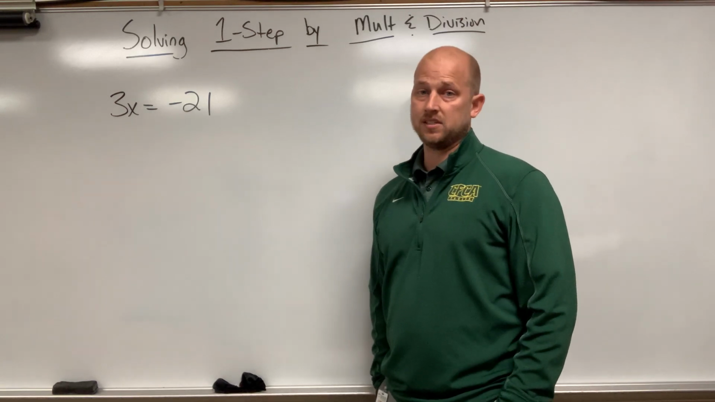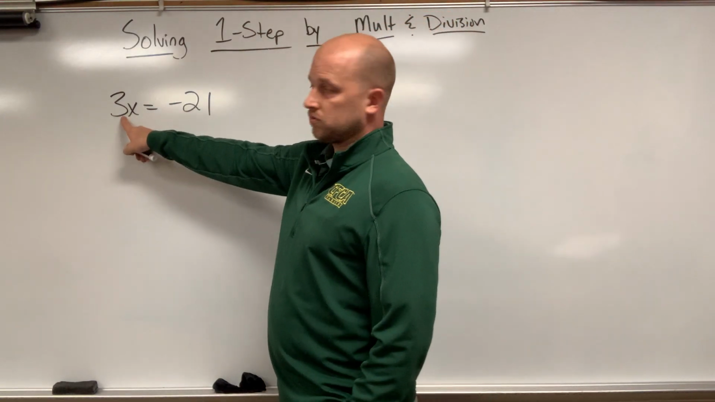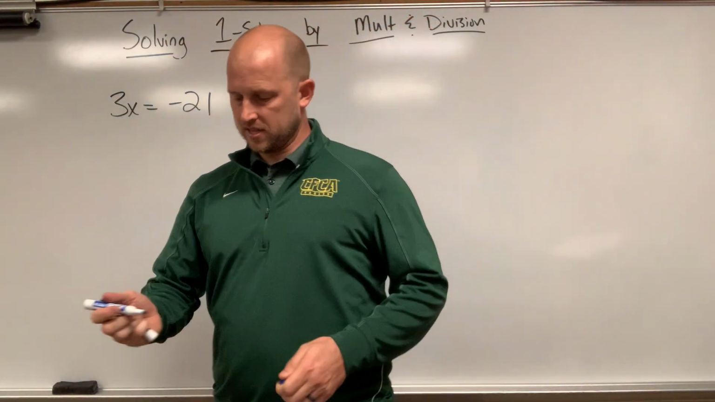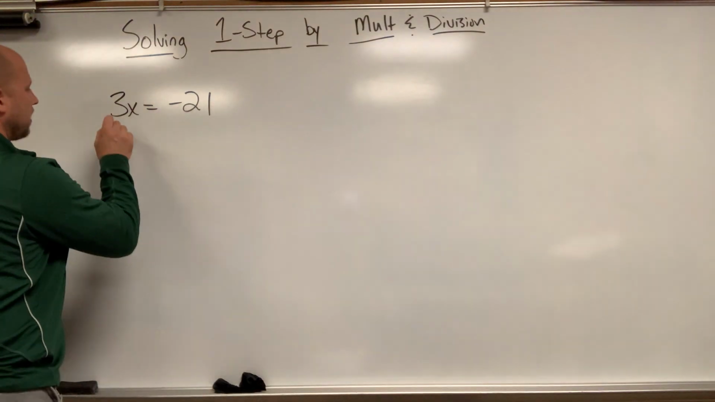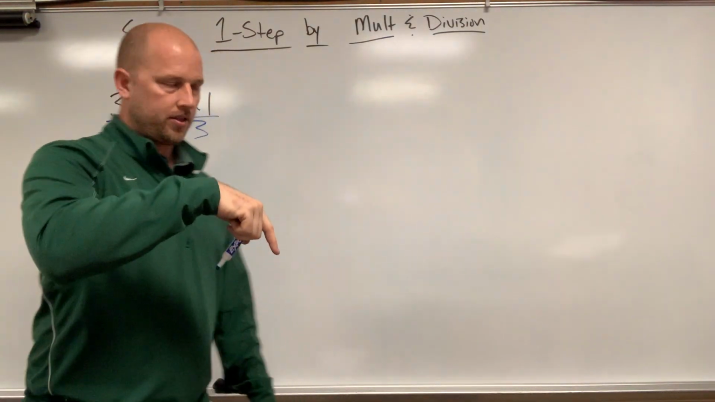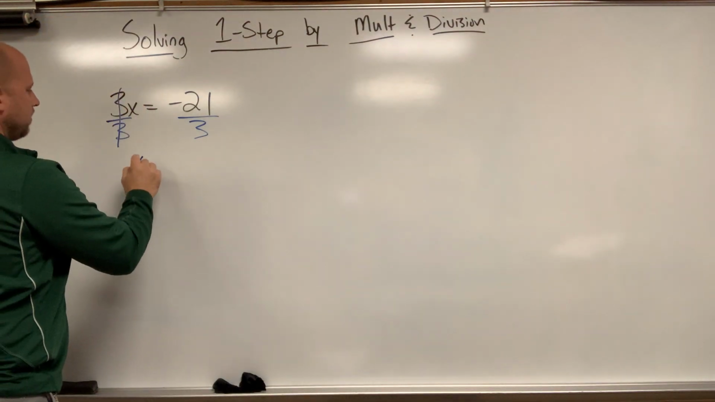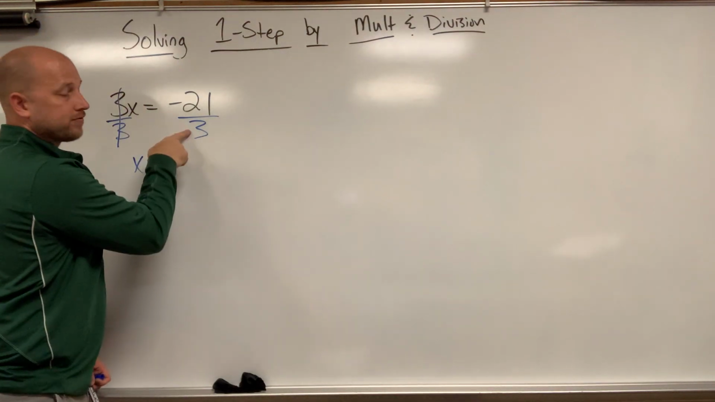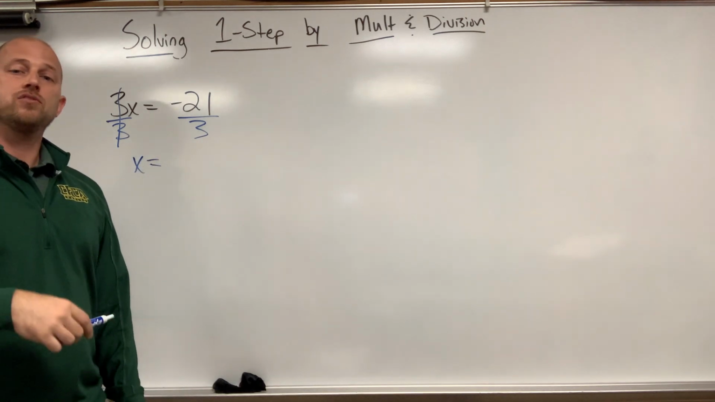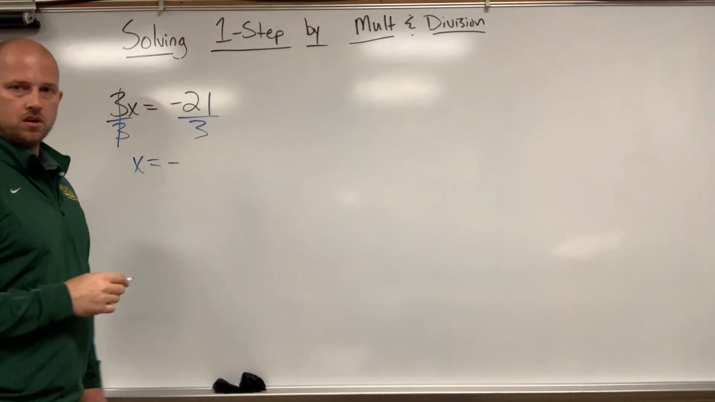All right, so the first thing I see is multiplication. Okay, we're multiplying by 3. The opposite, the inverse operation, of that is divide by 3. What you do to one side, you do to the other. These cancel out. x equals... different signs, a negative and a positive. When you're dealing with multiplication and division, different signs give a negative.